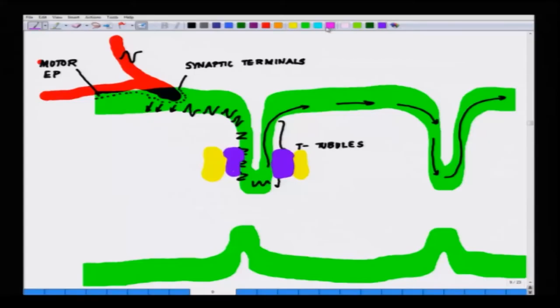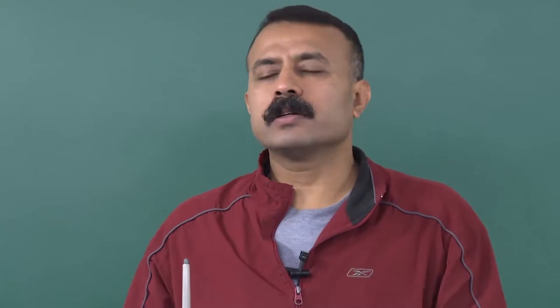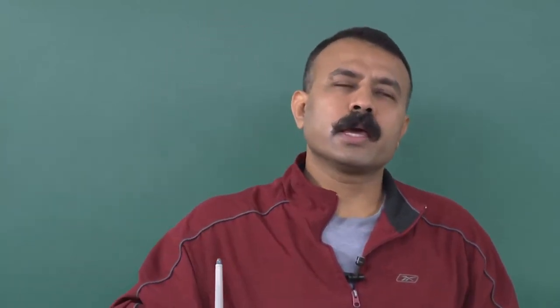And what they essentially do is they are attached to another structure, called the SR, or sarcoplasmic reticulum. Sarcoplasmic reticulum is an interesting structure. This is the structure which regulates calcium. One has to realize, though calcium plays a very vital role, the calcium has to be continuously regulated. Excess of calcium could become excitotoxic.